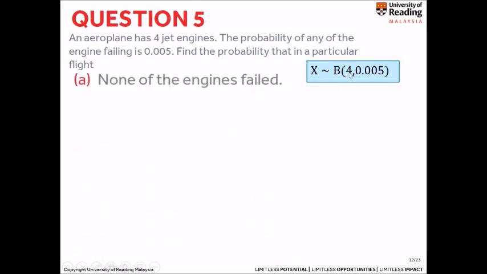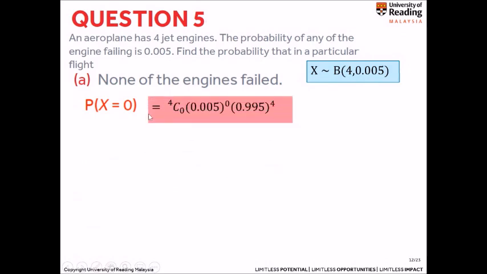So you should identify your N as 4 and your P is 0.005. So part A, none of the engine fail, meaning X is equal to 0. Please use the formula that you learned in the first video. So your N is 4, your R is 0, the probability of failure is 0.005. So you want to have no failure, meaning R equal to 0.